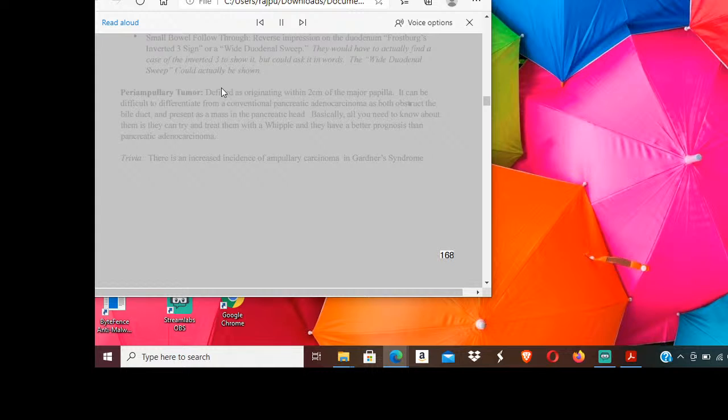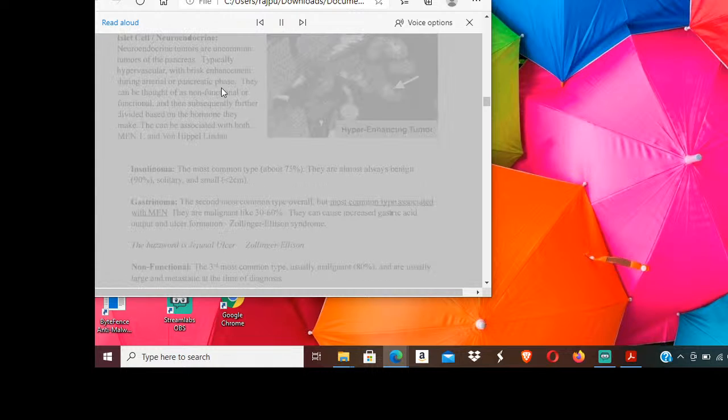168. Islet cell neuroendocrine. Neuroendocrine tumors are uncommon tumors of the pancreas. Typically hypervascular, with brisk enhancement during arterial or pancreatic phase. They can be thought of as non-functional or functional, and then subsequently further divided based on the hormone they make. They can be associated with both MEN1 and von Hippel-Lindau. Hyperenhancing tumor.